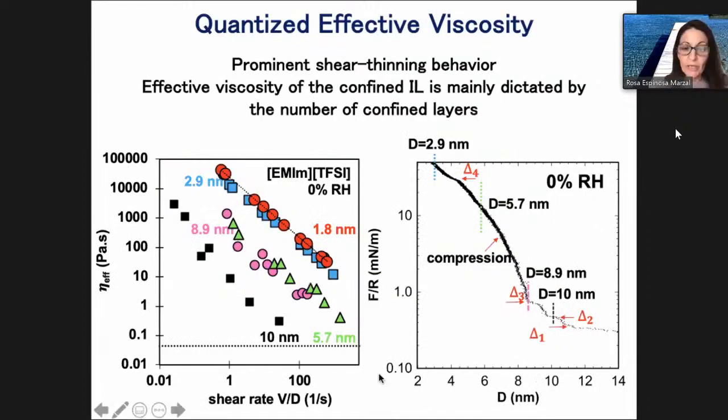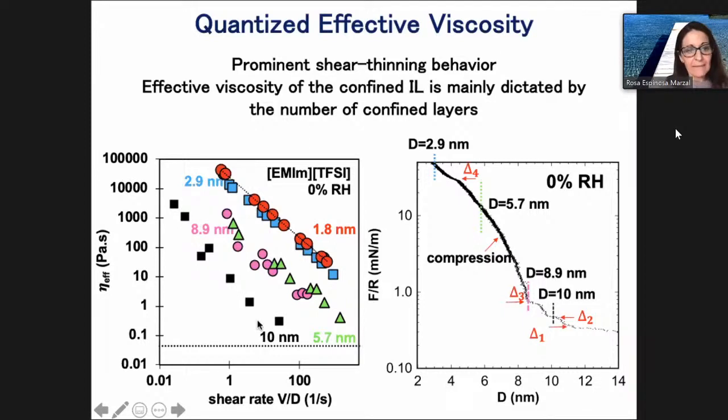So we also obtain the effective viscosity, and those are the only results I want really to go into a little bit more detail here. Here you see the effective viscosity of the confined ionic liquid films at 0% relative humidity as a function of the shear rate. The prominent decrease of the effective viscosity with an increase of the shear rate indicates that we have shear thinning behavior, which is good because that's what we had assumed. So, prominent shear thinning behavior.